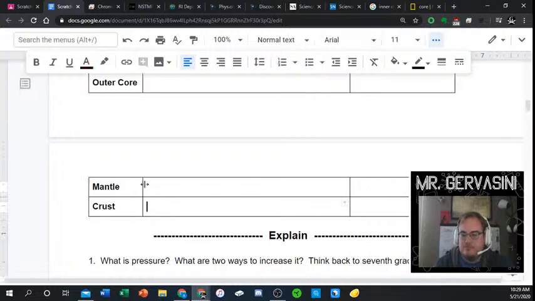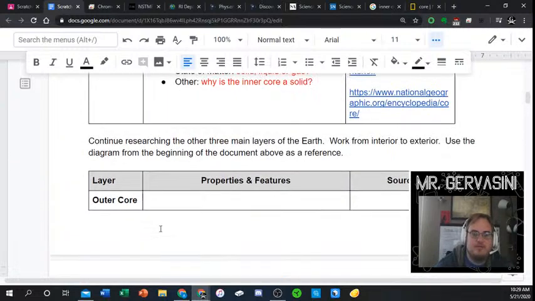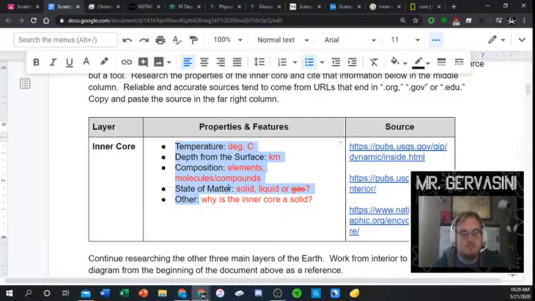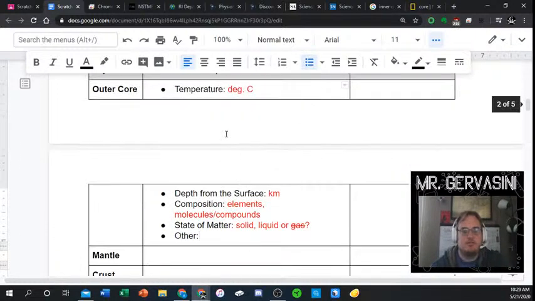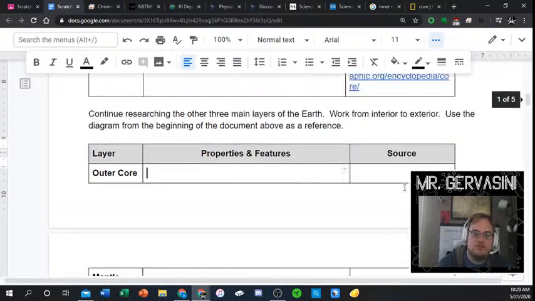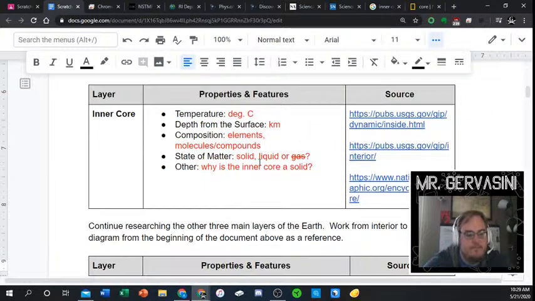temperature. Obviously, you're going to have the temperature of the atmosphere, really. Mantle depth, mantle temperature, other features. So you could just copy and paste what's in black and then just type over what you've done for that core. And then just paste your sources, and that's all you're doing. You're just doing the explore section today.